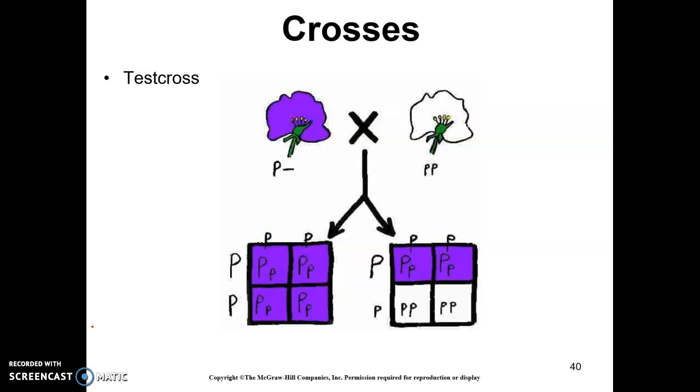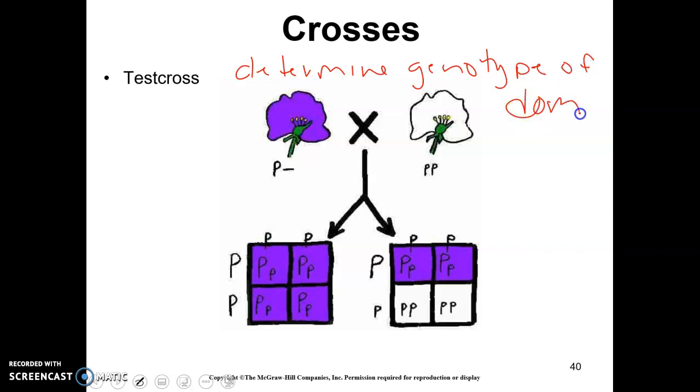The purpose of a test cross is to determine the genotype of a dominant individual, or a dominant phenotype. So why do we need to do this? You should remember that homozygous dominant or heterozygous will give you a dominant phenotype, and you need to know what that second allele is. Are these individuals homozygous dominant or heterozygous?